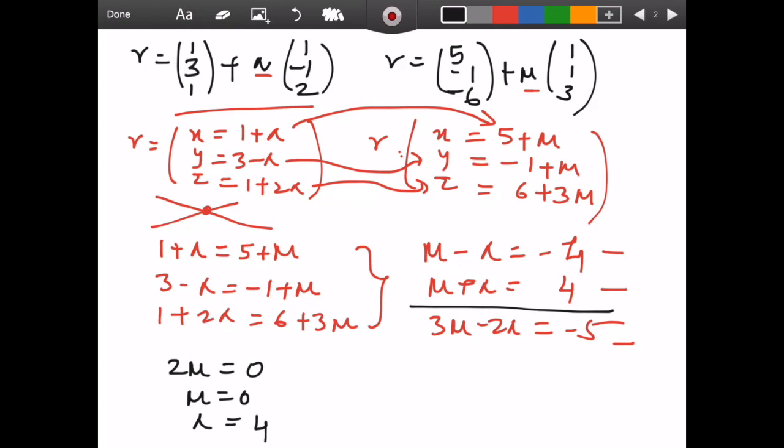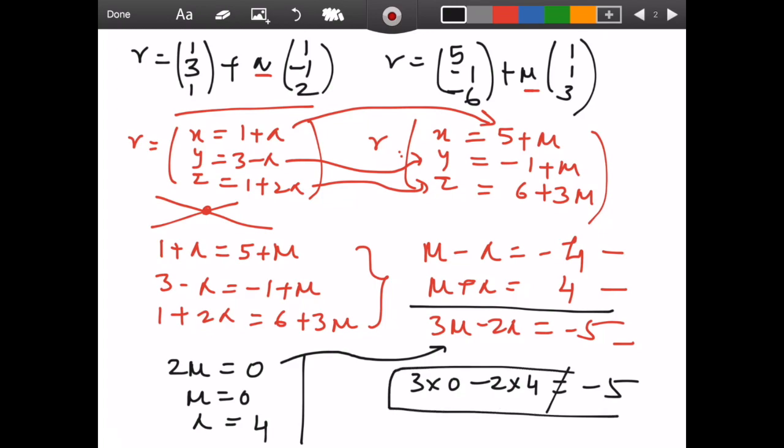Now plug these values into the third equation. If the third equation isn't fulfilled with these two values, the lines cannot intersect. So I put in these values for mu and lambda and check: 3 times 0 minus 2 times 4 is not negative 5, which is not correct. So you can conclude that these two lines have the same x and y coordinates, but the z coordinate is different. It means that the lines are skew lines.